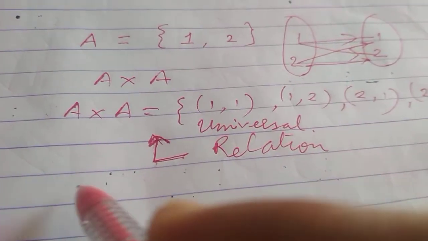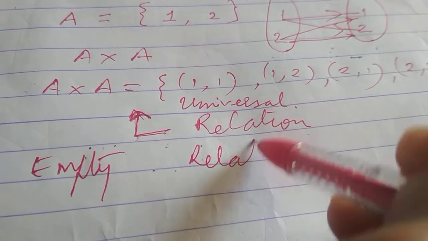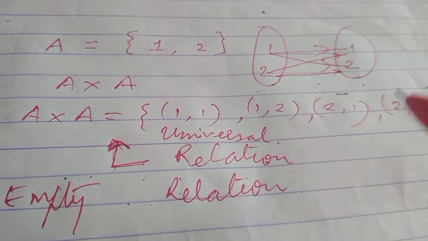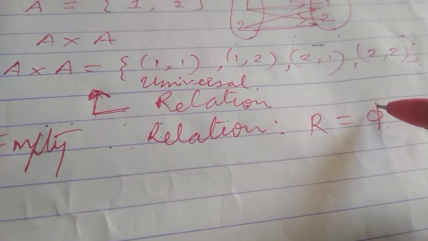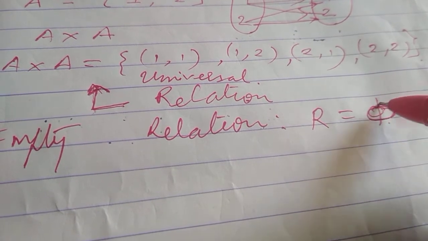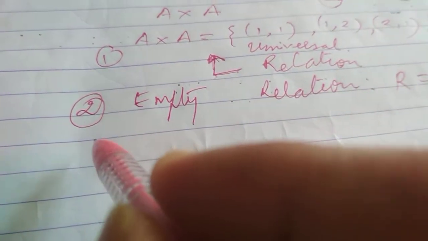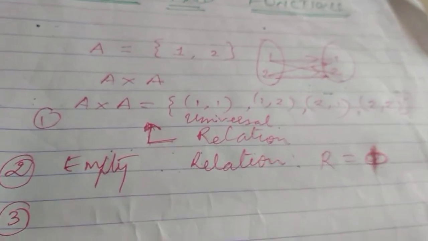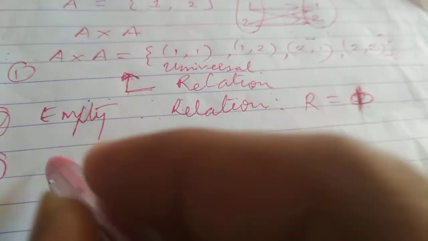There is an empty relation also. If none of the elements of a set A is related to any of the elements, then we call it an empty relation. R is phi. Empty relation means phi. Universal relation, empty relation. These are all things we studied last year, I am just revising. Then we have the identity relation.